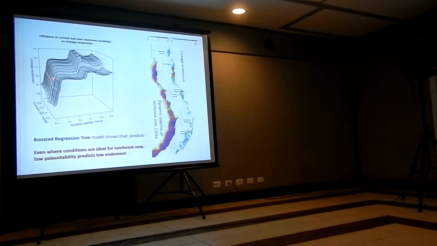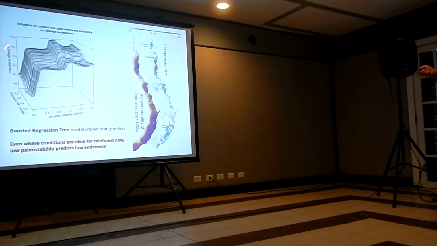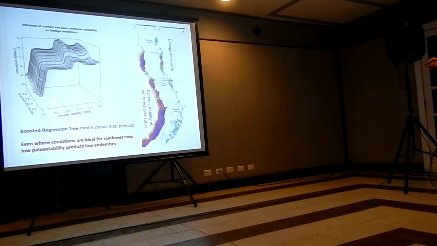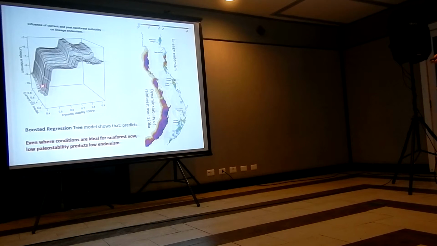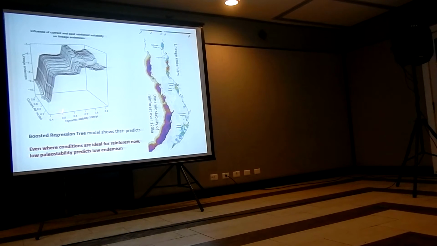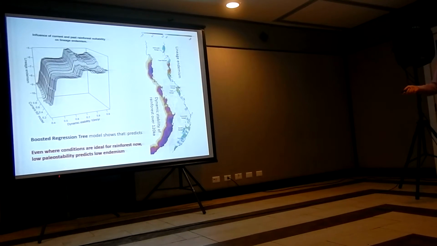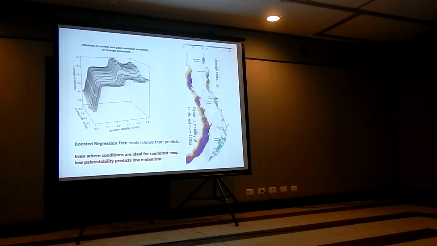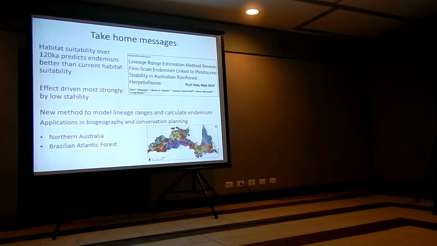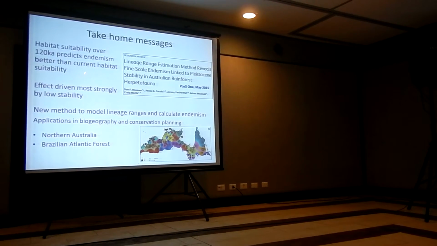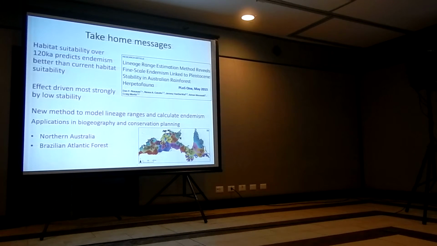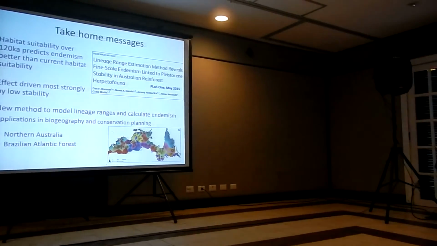But looking this way, you see this clear threshold here, and what that's telling you is that even if you've got excellent rainforest habitat now, you're not going to find a lot of lineage endemism if it gets below a threshold of about 0.45 in terms of historical habitat stability. So even where conditions are ideal now, low paleostability predicts low endemism. So the take-home messages are, as I said, you need to consider paleostability, and this effect is driven most strongly by the low stability end of the spectrum. I like to think of that as a filter where the low stability areas don't let the diversity through into the present.